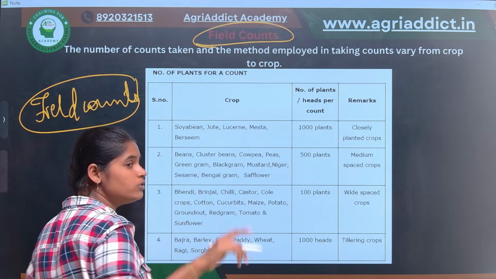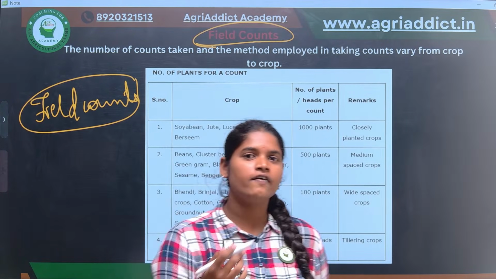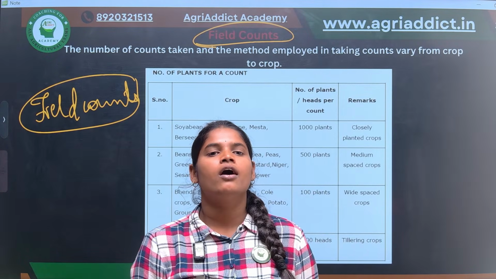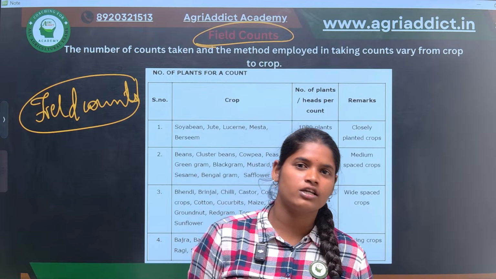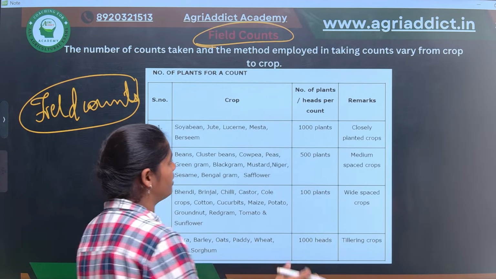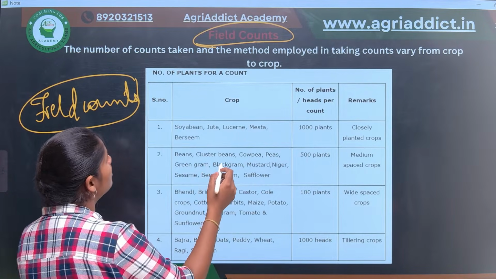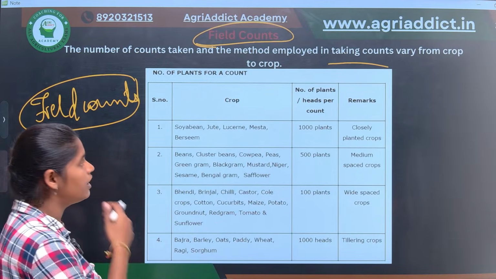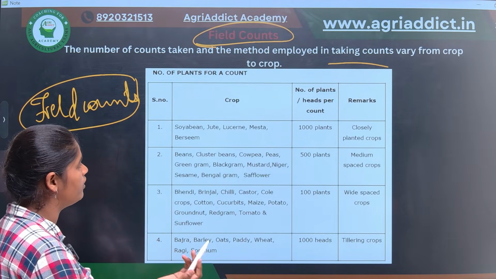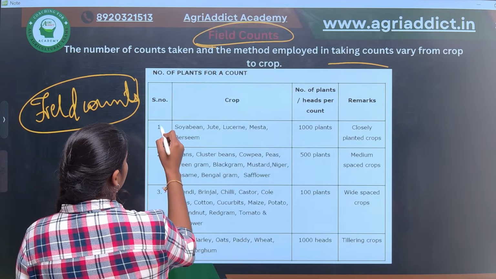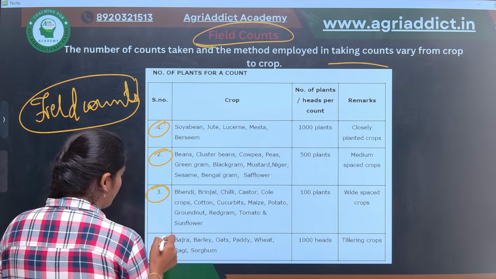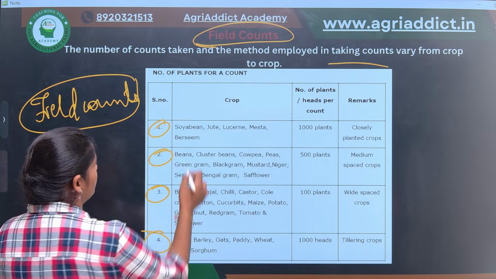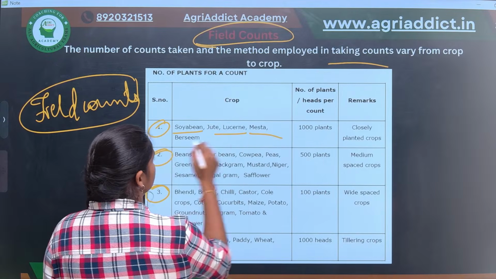How many counts he should take so that he will come to know what is the percent of off types or what is the quality of that plant field. It varies from crop to crop, the number of field counts. It is for majorly, just remember 4 types here. The soybean, jute, mesta, bersim.